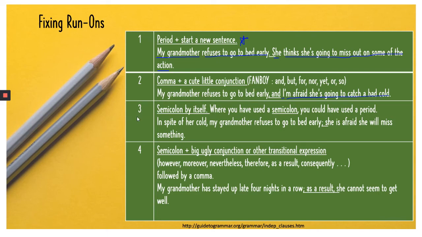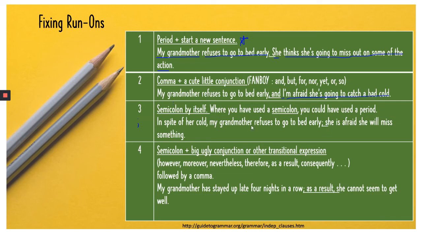A third way that we can fix a run-on is by using a semicolon by itself. Now a semicolon is the dot with the comma underneath it. Semi means part, so it is literally part of a colon. And a colon is where we have those two dots, one on top of one another. So when you're dealing with semicolons, you can place these where a period would have gone. The only difference is that we don't start the next sentence with a capital letter. It's going to stay small.